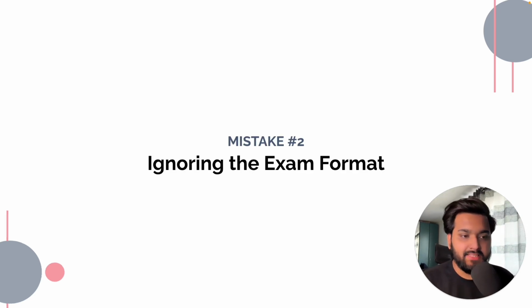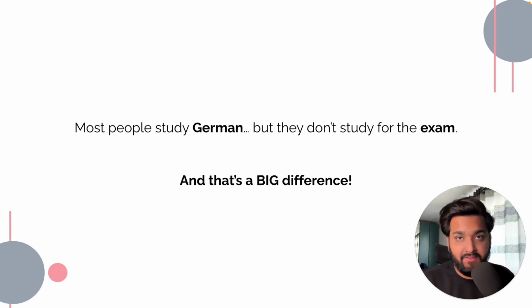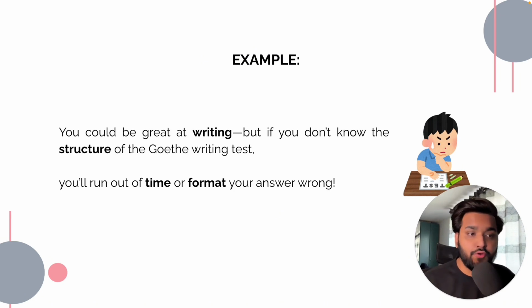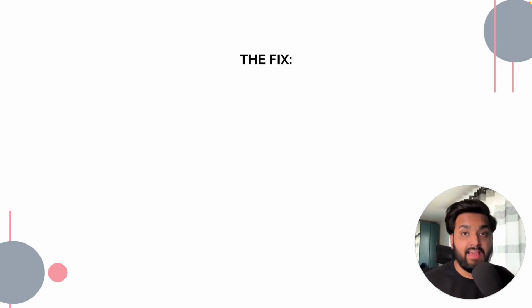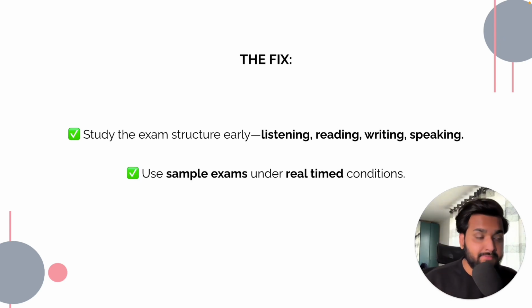Let's talk about mistake number 2, which is ignoring the exam format. Most people study German, but they don't study for the exam, and that's a big difference. Here's an example for you. You could be great at writing, but if you don't know the structure of the Goethe writing test, you will run out of time or format your answer wrong. And here's the solution. Study the exam structure early, like the listening, reading, writing and speaking. Use sample exams, known as Modelltests in Goethe, under real-time conditions.